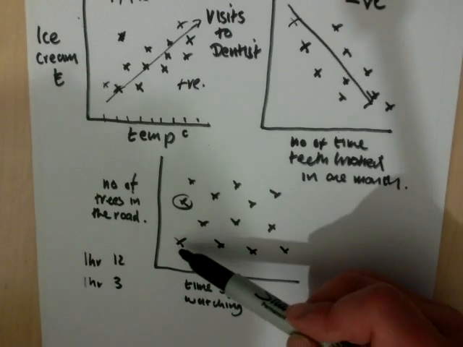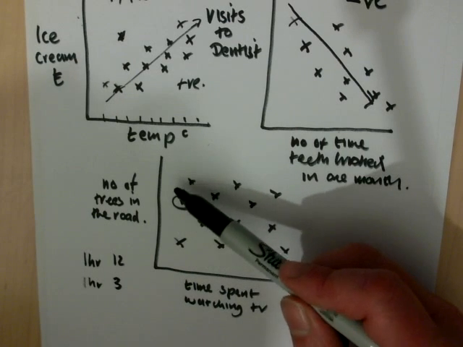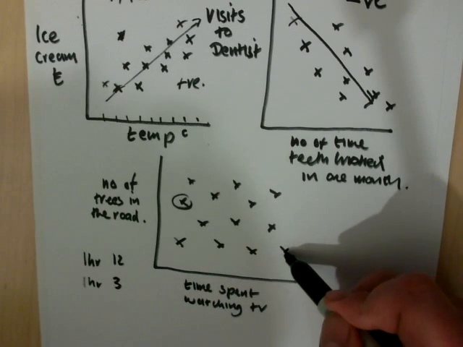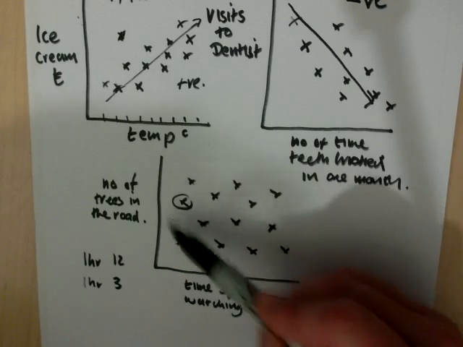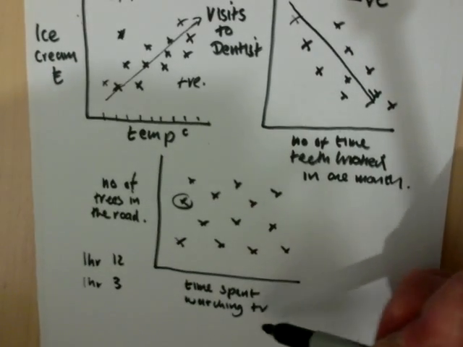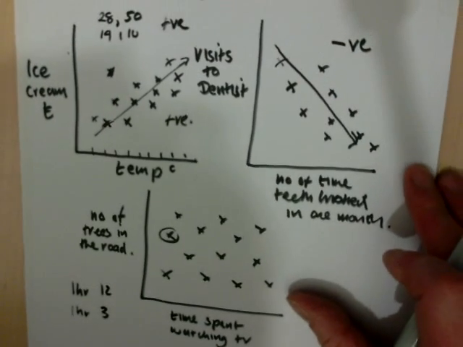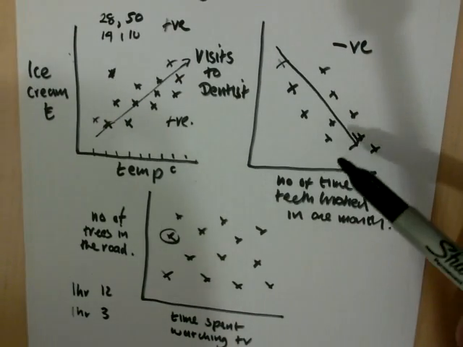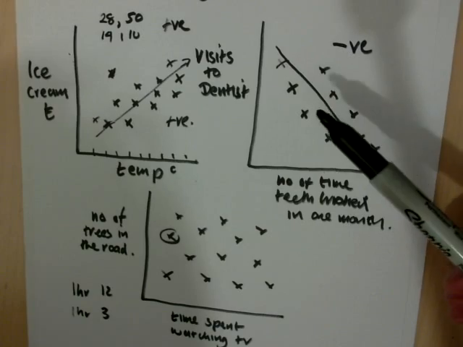We can watch very little TV and have few trees or many trees. We could watch a lot of TV and have a few trees, or it could be many trees. And really, when you look at it, why should the number of trees in the road be connected to time spent watching TV? So as well as understanding the right words to use to fit the pattern, it's got to make common sense.